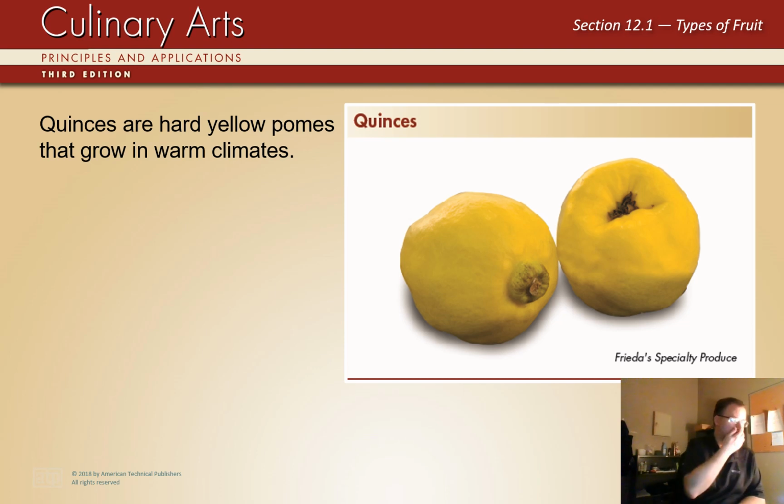So a quince is a hard yellow pome that grows in warm climates. As I said, quinces are not eaten raw because they have a bitter taste. This characteristic disappears during cooking. Quinces are typically cooked in sugar syrup, which turns the fruit a slightly darker, pinkish tint. Quinces are often used in jams and jellies. So this again is preserved. It's kind of a bitter flavor. It has to have sugar added to it, but it's very tasty in jams and jellies.